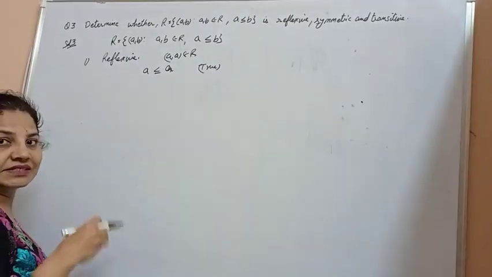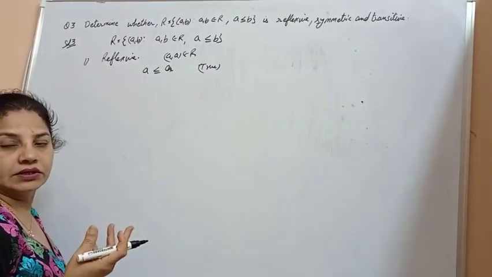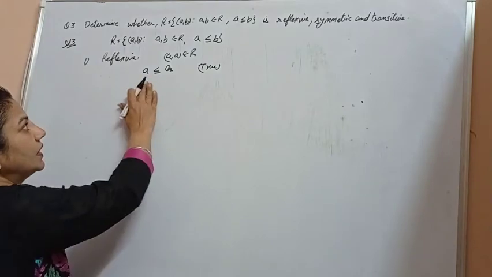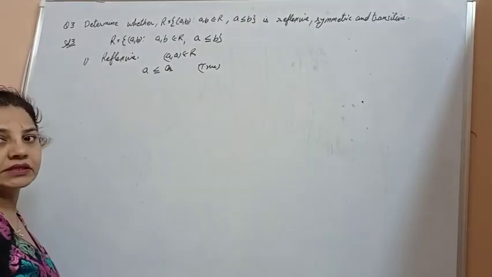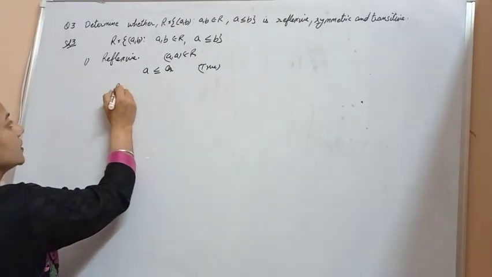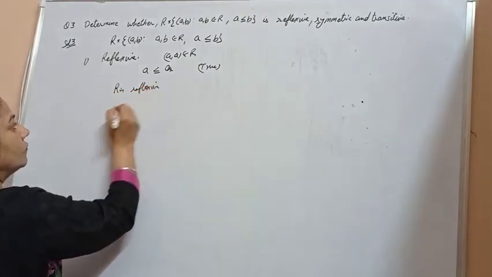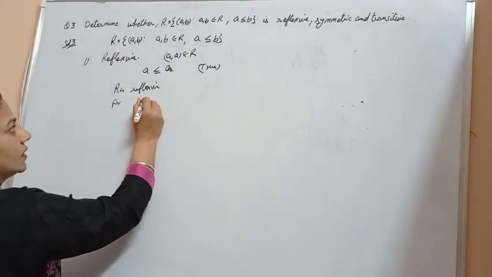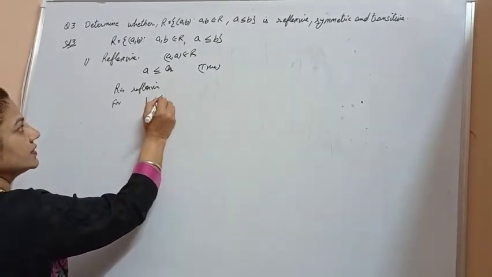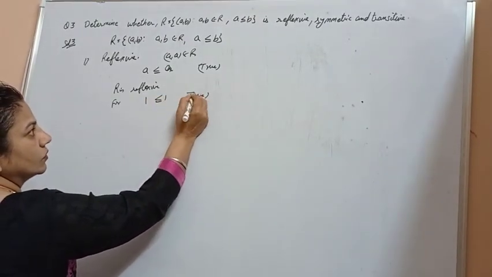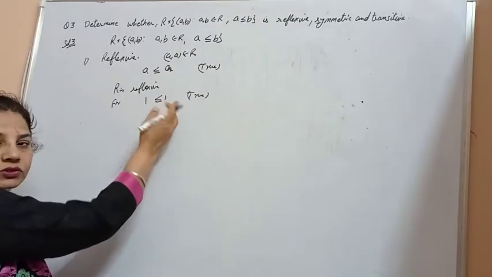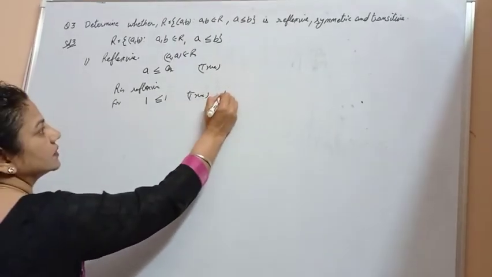Because the element itself is less than or equal, the element itself is equal to itself. So a is equal to a. So we can say that this relation is true. So R is reflexive. For example, if you take 1, 1 is less than or equal to 1. It is true, 1 is equal to 1. So we can say that R is reflexive.